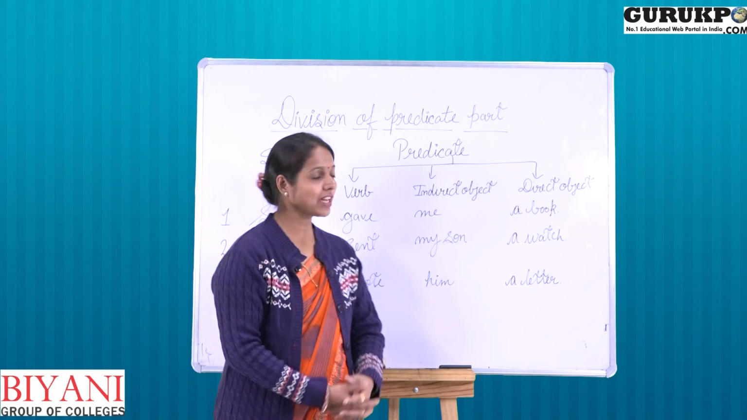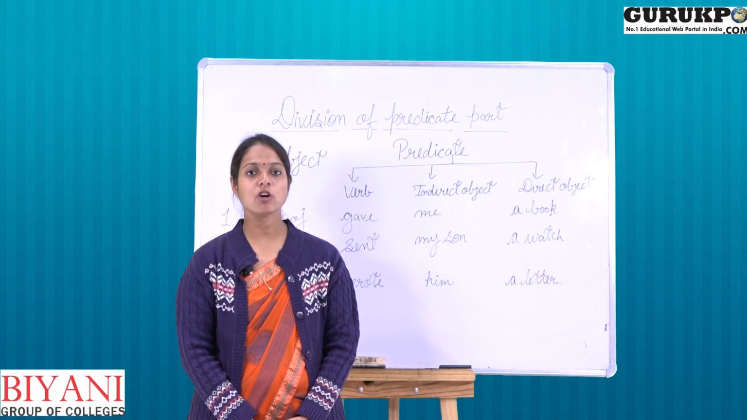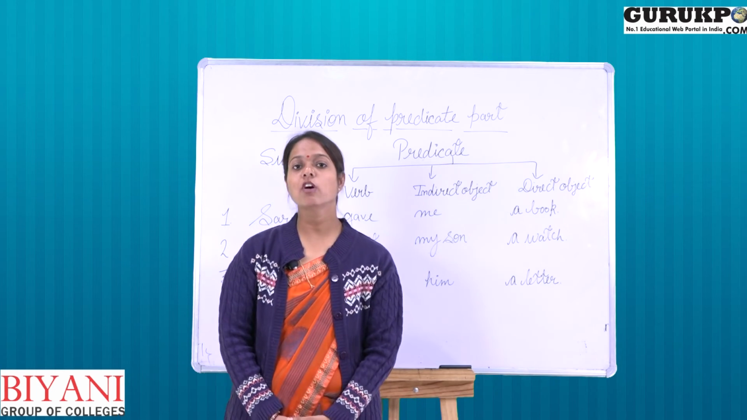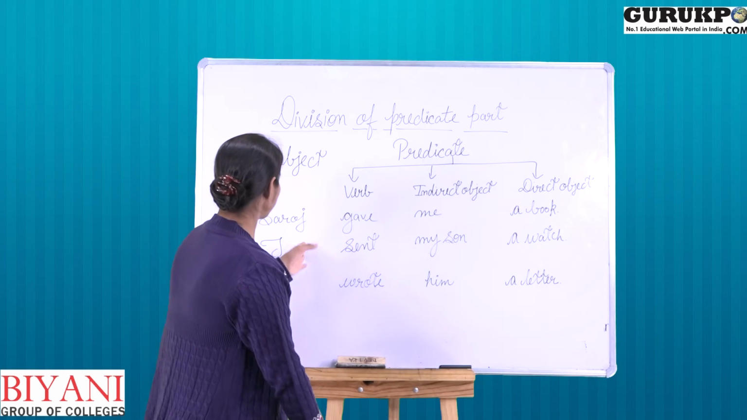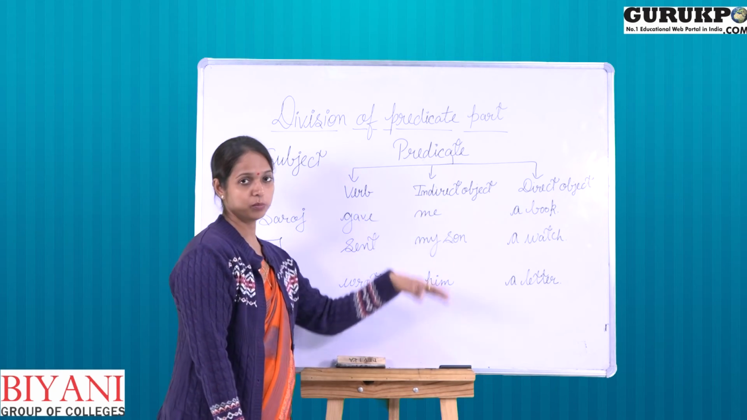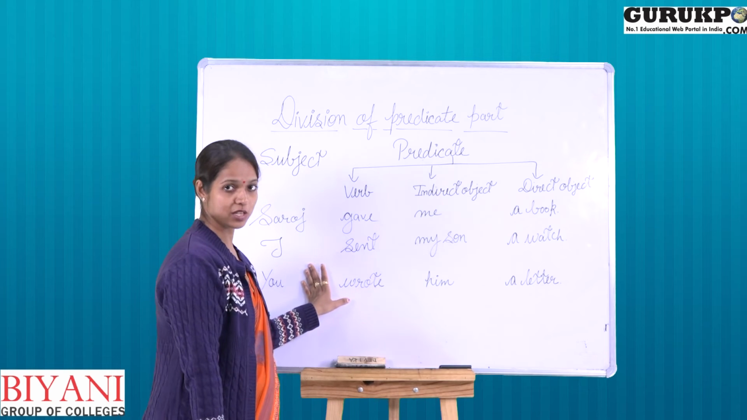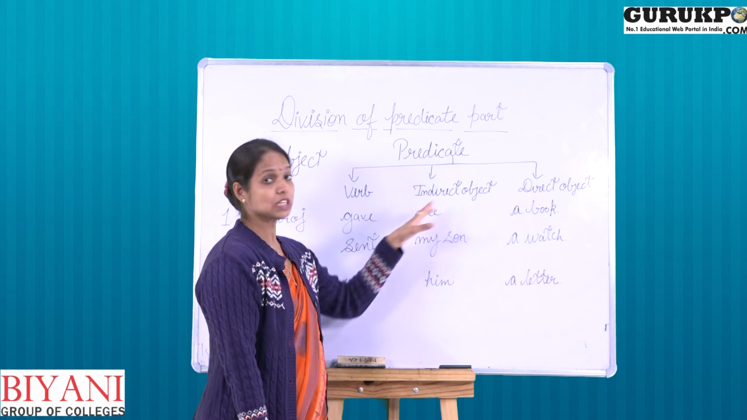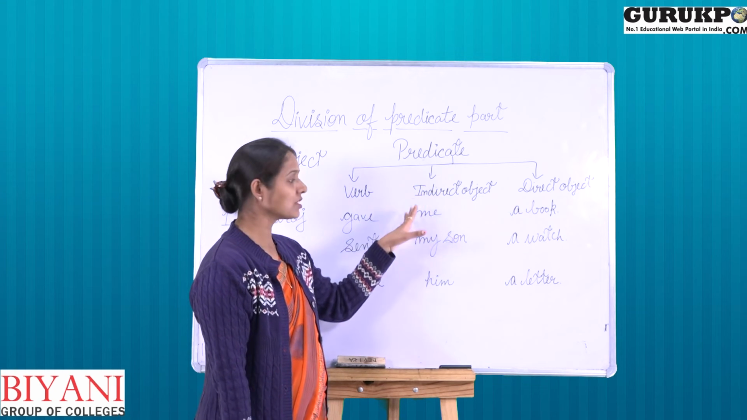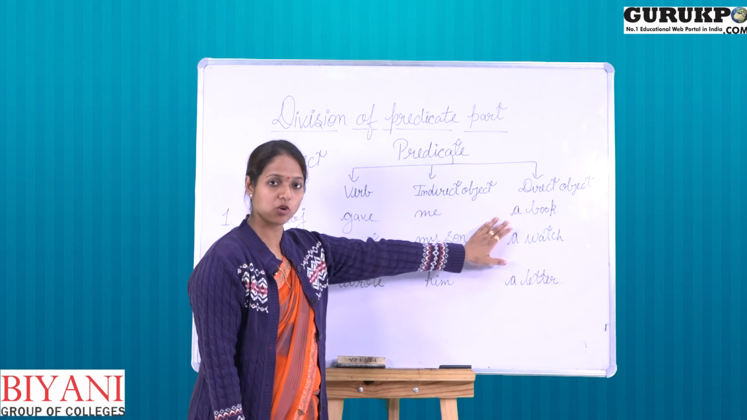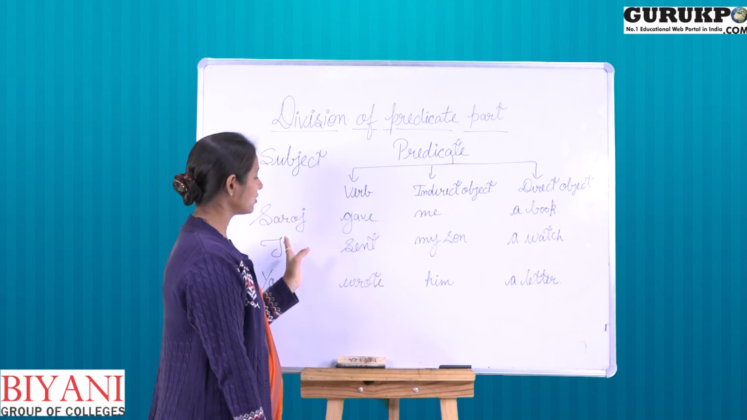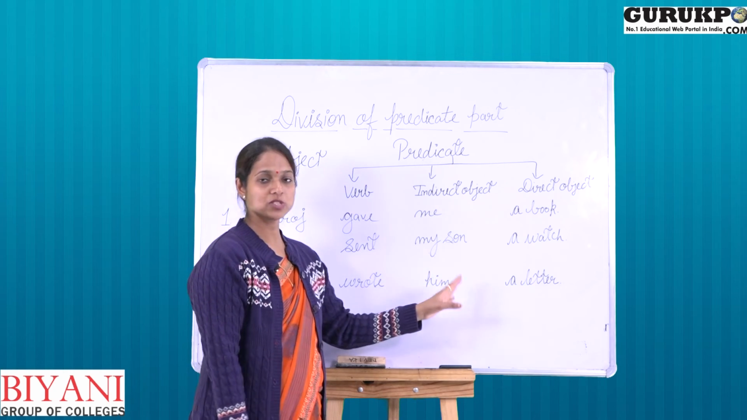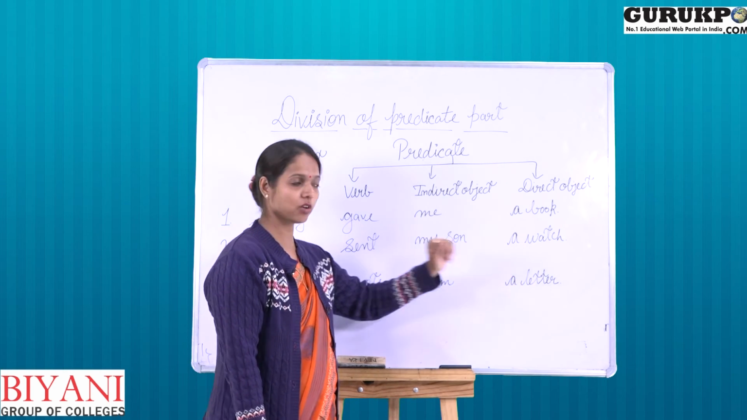Overall, we can see that an indirect object will always be a living person or a living thing, and the direct object will always be a non-living thing. Some examples are here. Saroj gave me a book. In this sentence, Saroj is the subject as usual, gave is the verb, the indirect object is me, so it is a living person, and a book is the direct object. The next is: I sent my son a watch. Again we have two kinds of object, indirect object and direct object.